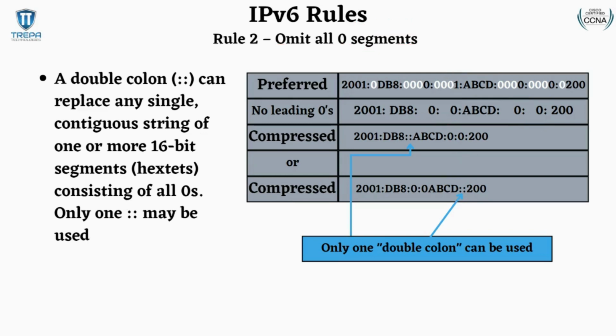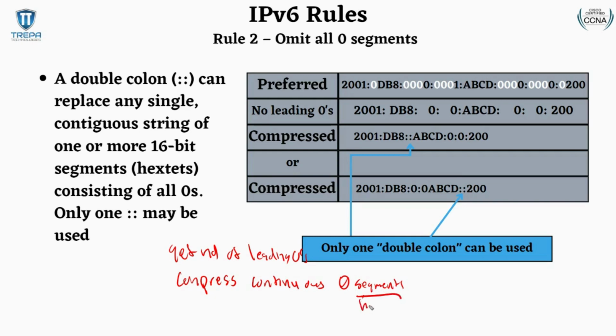All right, so let's review our rules. So you can get rid of leading zeros, and then you can also compress continuous 0 segments, or we could say hextets. All right, awesome.